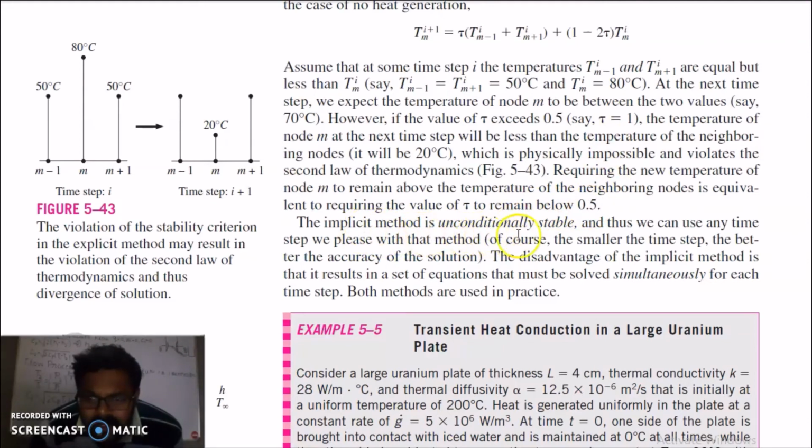The implicit method is unconditionally stable, and thus we can use any time step we please with that method. Of course, the smaller the time step, the better the accuracy of the solution. The disadvantage of the implicit method is that it results in a set of equations that must be solved simultaneously for each time step.